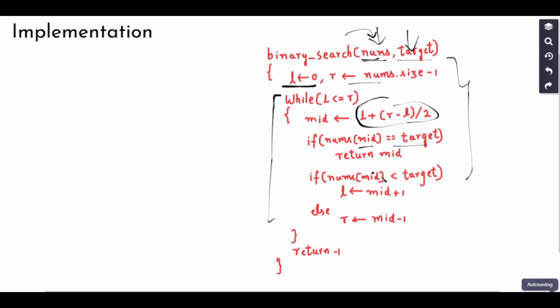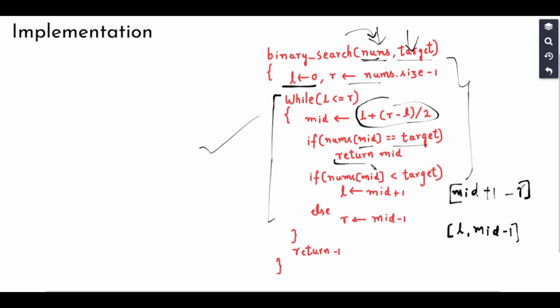Otherwise, if the element is less than the target, then the target element will lie in this range, that is from mid plus 1 till r. Otherwise, the target element will lie in this range, that is from L to mid minus 1, because the target is smaller than the element on which we are standing. Fine. And if I never encounter my target element while performing the binary search, then that means the element does not exist in the array. So in that case, I by default return -1.